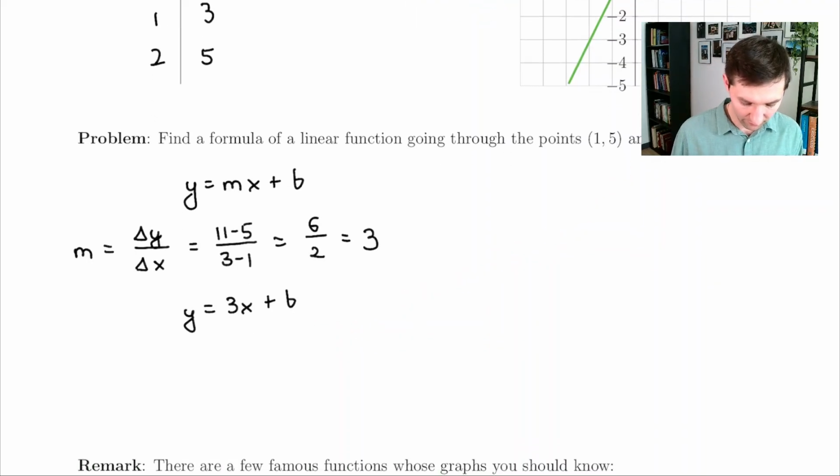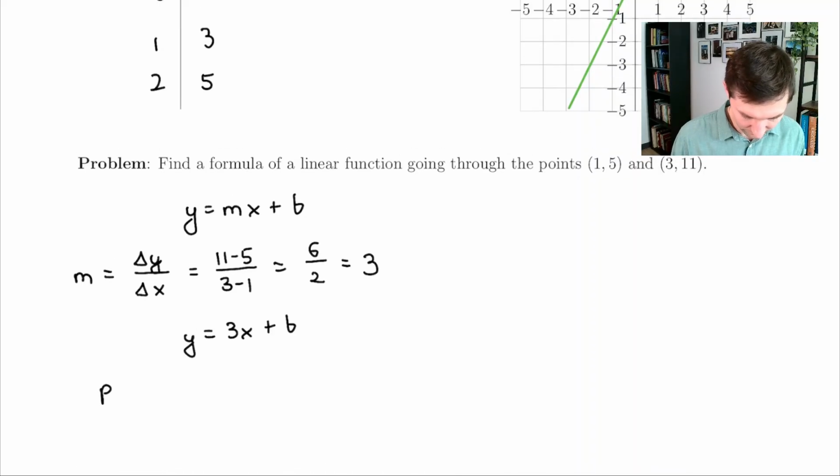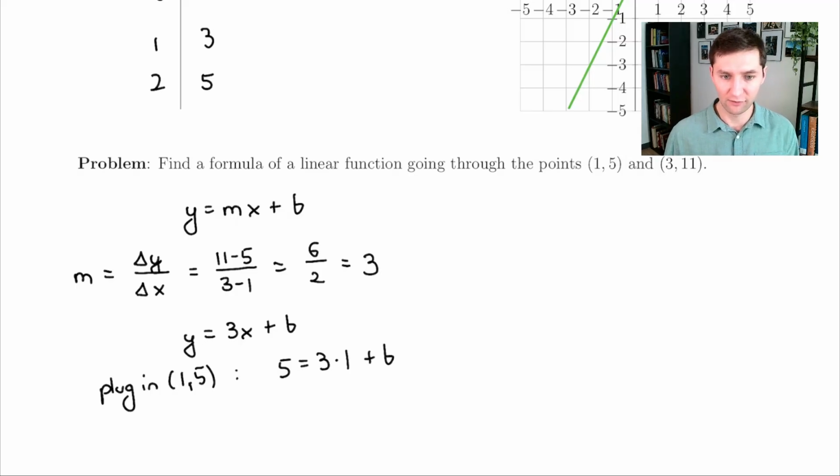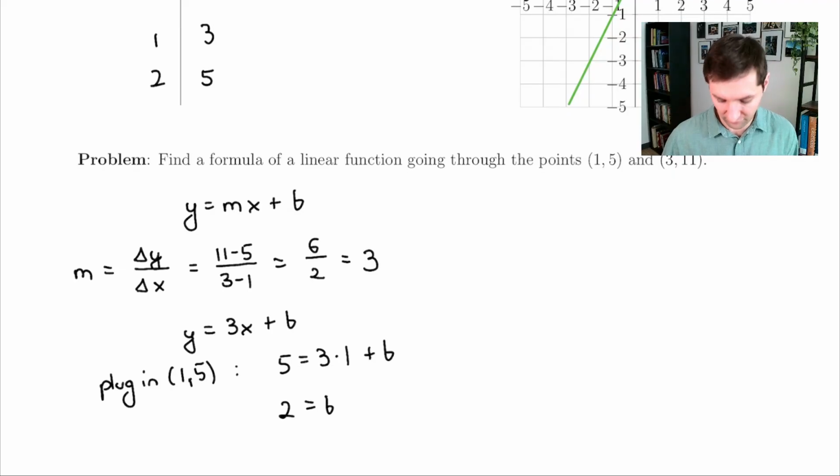So now I plug in the point (1, 5). Instead of y, I use 5, and instead of x, I use 1. 3 times 1 is 3. I subtract 3 on both sides of this equation, and I get that 2 equals b. So the vertical intercept is 2, and the general formula for this linear function is y equals 3x plus 2.